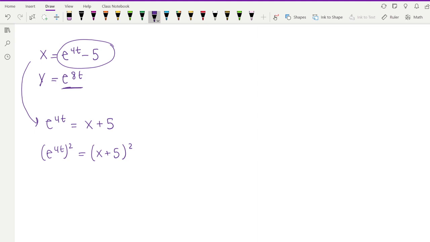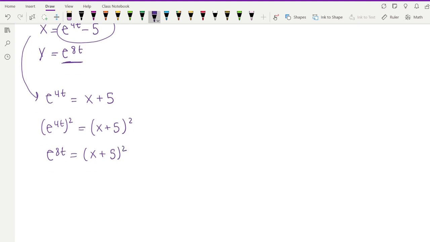And so (e to the 4t) squared, as we mentioned, that is the same thing as e to the 8t, because raising a power to a power is the same as multiplying those two powers. So e to the 8t is equal to (x plus 5) squared. And so e to the 8t, well, that's y, right? And so now we can say that y is equal to (x plus 5) squared.